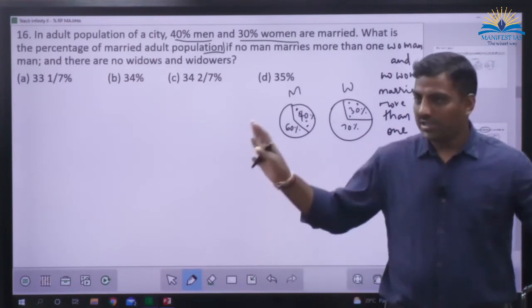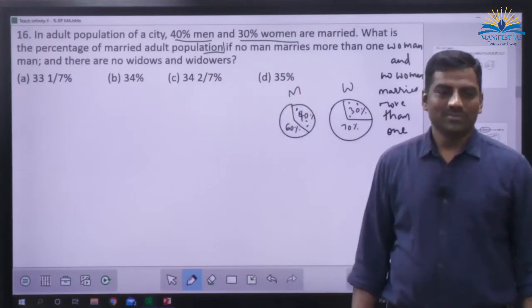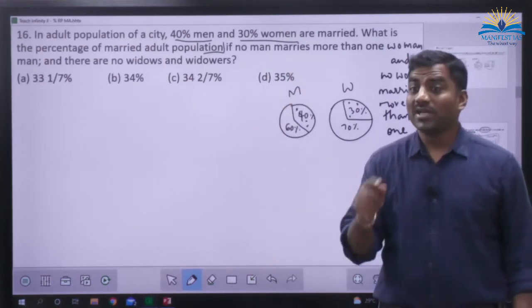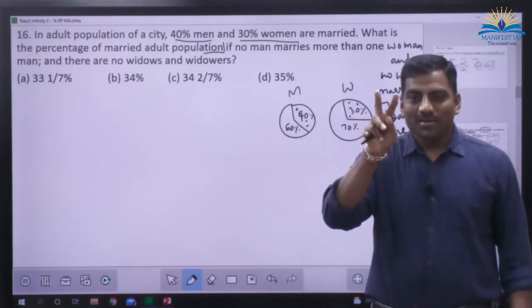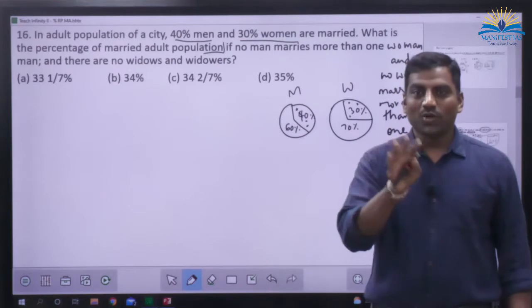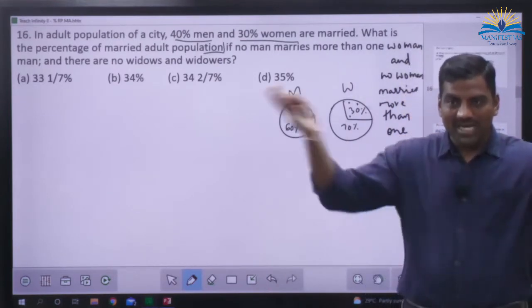No widows, no widowers. All are couples only. Population of what is same? Very good. Married men is equal to married women, because out of this bond, nobody exists, no?